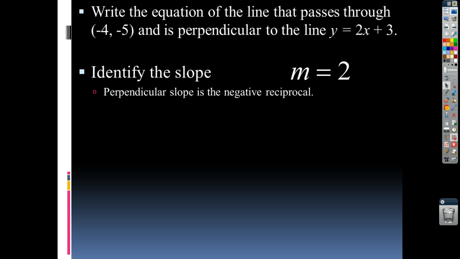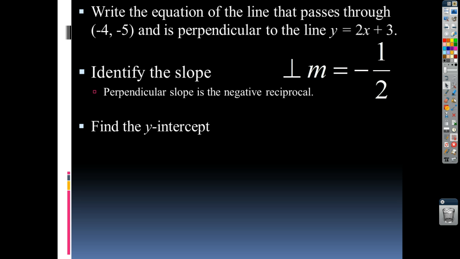Now my perpendicular slope is the negative reciprocal. This one is a positive line, which means my perpendicular slope is going to have to be negative. And then I'm going to have to flip this. Well, this 2 is really up 2 for every 1 that I travel to the right, so it's 2 over 1. When I do the reciprocal, I get 1/2. So the negative reciprocal will be negative 1/2. And this is perpendicular. You can see this is a perpendicular line. So the perpendicular slope here is negative 1/2.